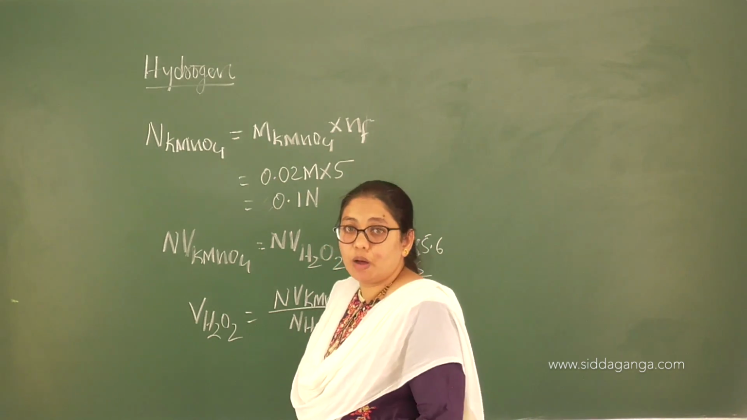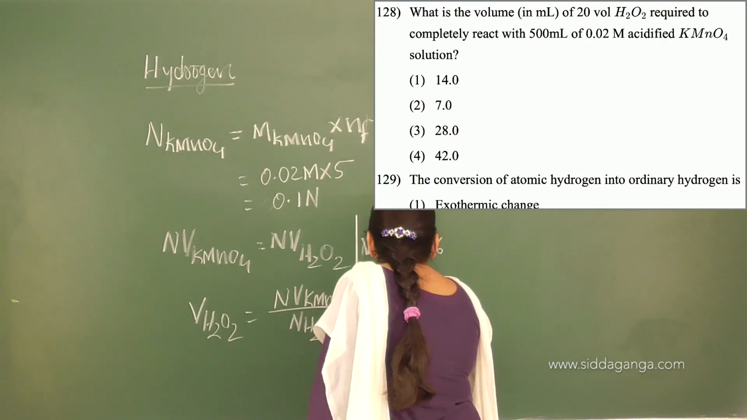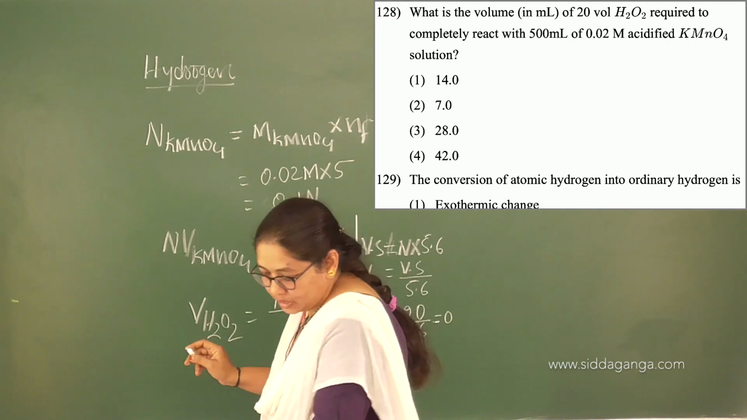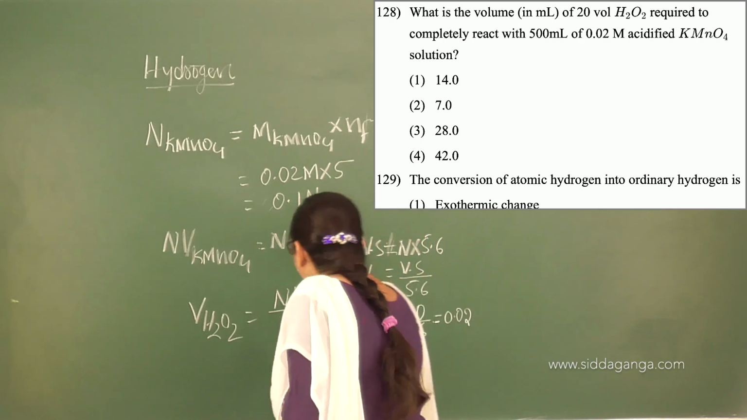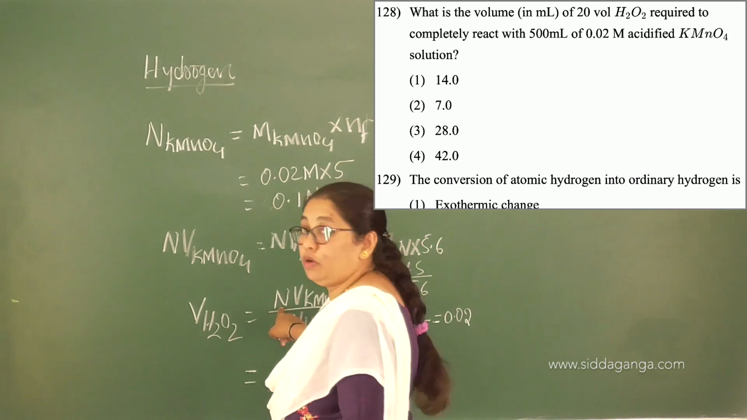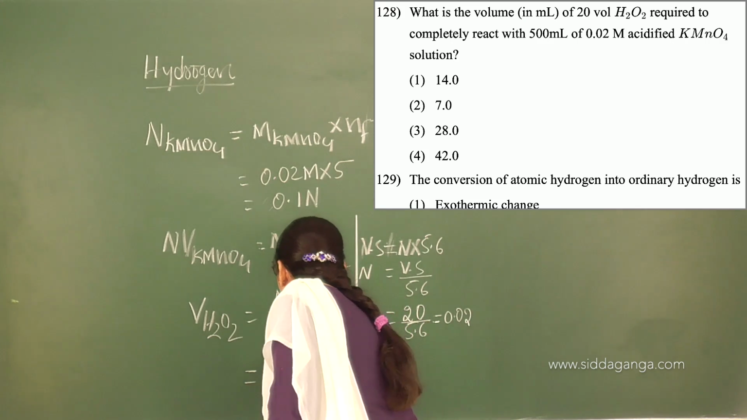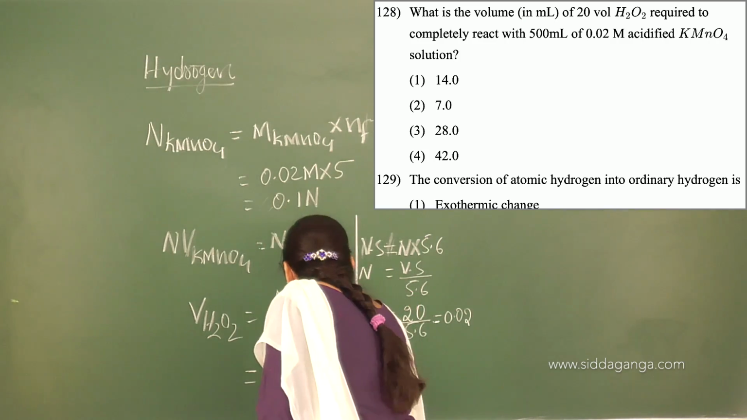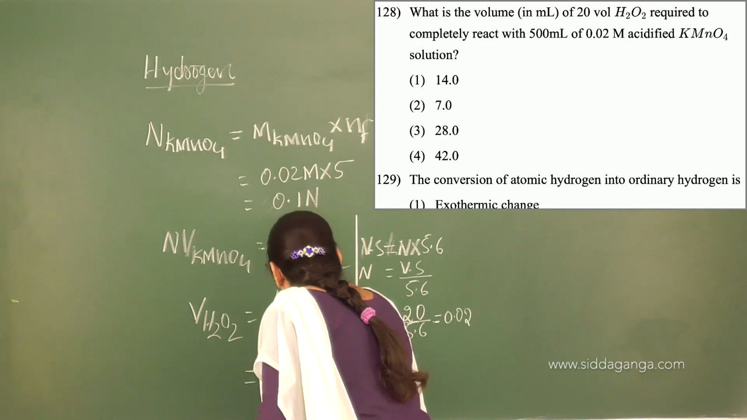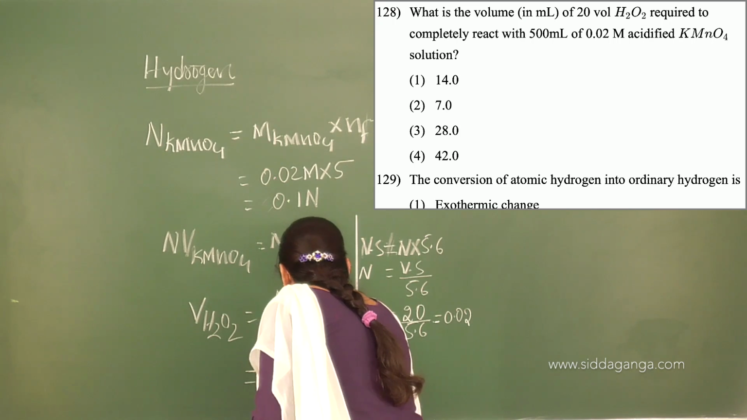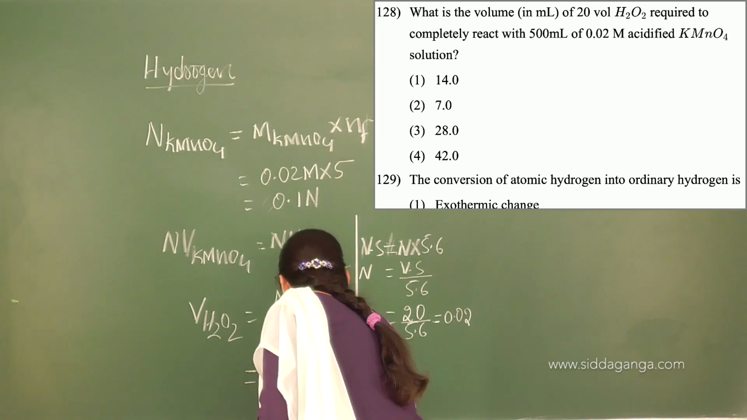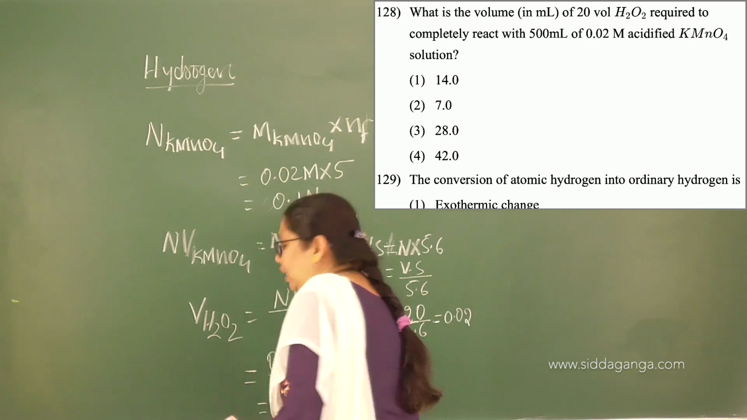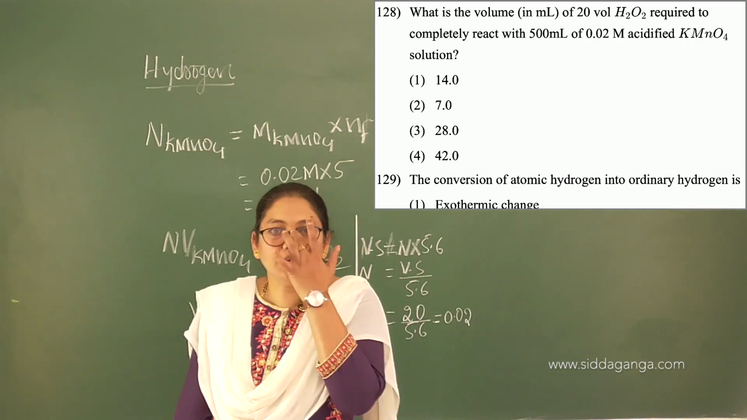What is the volume strength given in the problem? That is 20. So 20 divided by 5.6 will come around 0.02. Put that value here. Normality of KMnO4, sorry, this is 0.1, into the volume, 500, divided by 0.02. That will come around 14 ml. So this is the answer. Option 1 is the answer for this question.